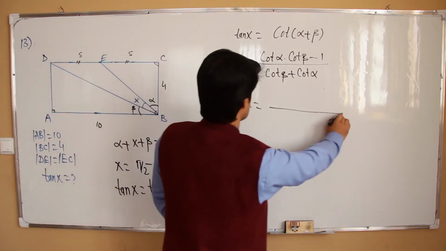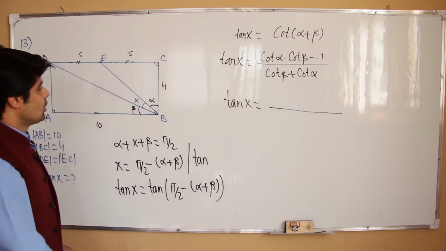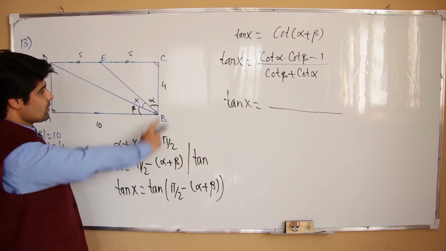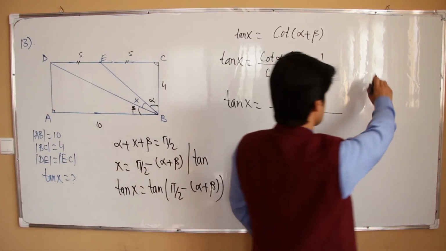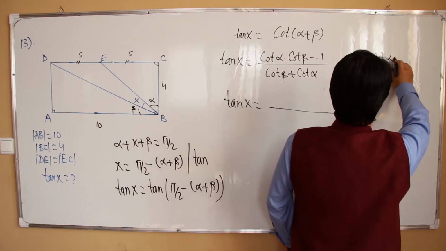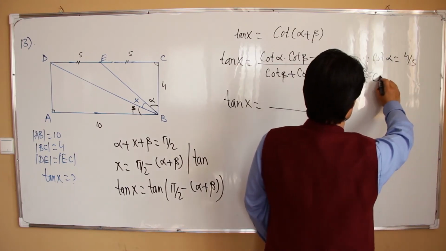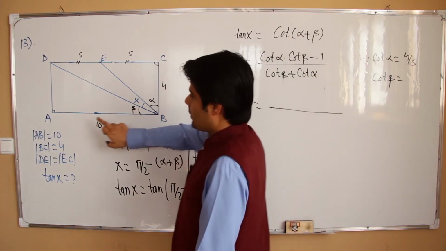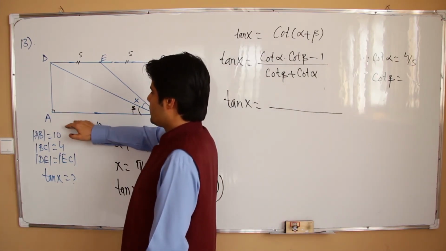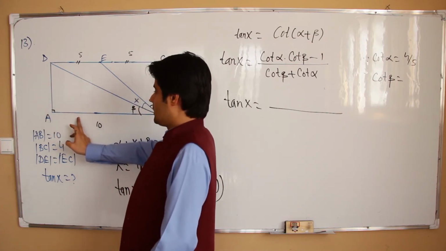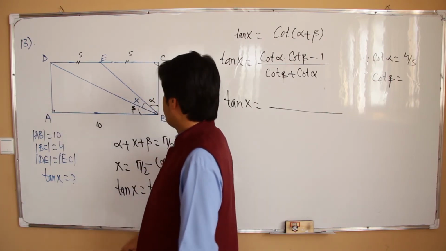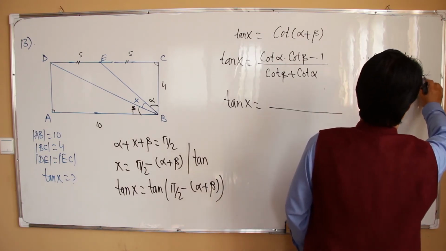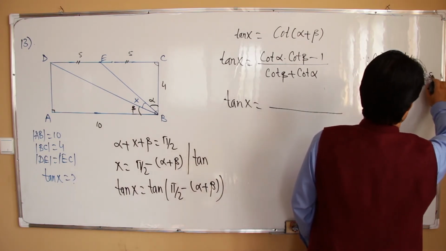Now, tangent of x is, what is cotangent of alpha? This is alpha, adjacent by opposite, 4 by 5. Cotangent of alpha is 4 by 5. What is cotangent of beta? Look at this one. Beta is in a right angle triangle, adjacent by opposite. Adjacent is 10, opposite is 4. 10 by 4, which we can cancel, 5 by 2.